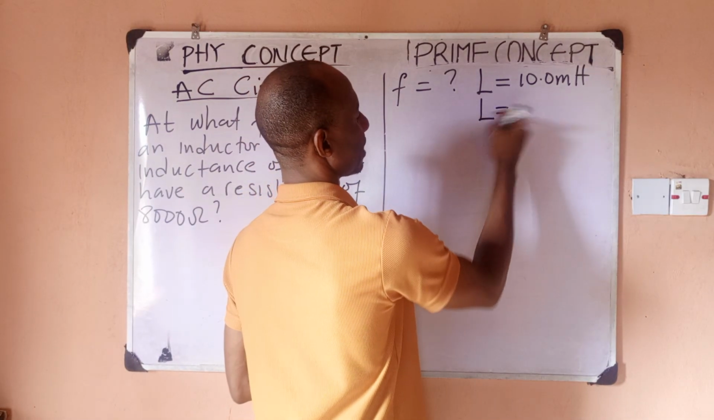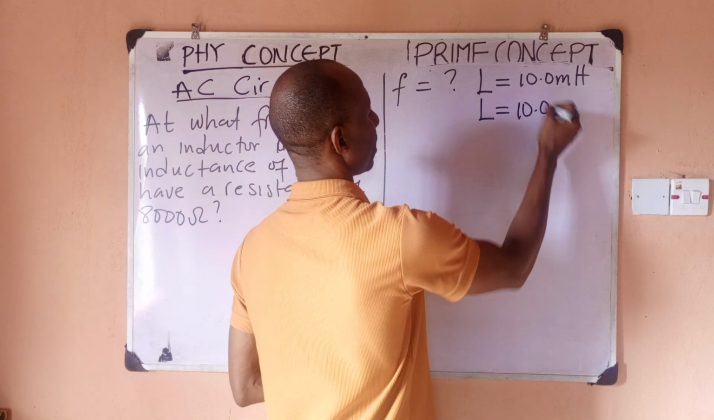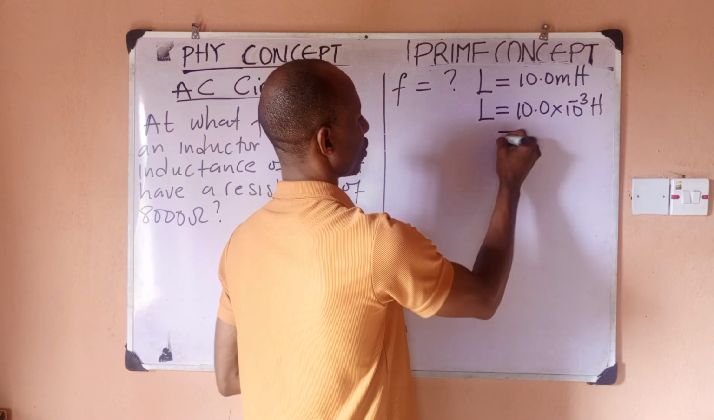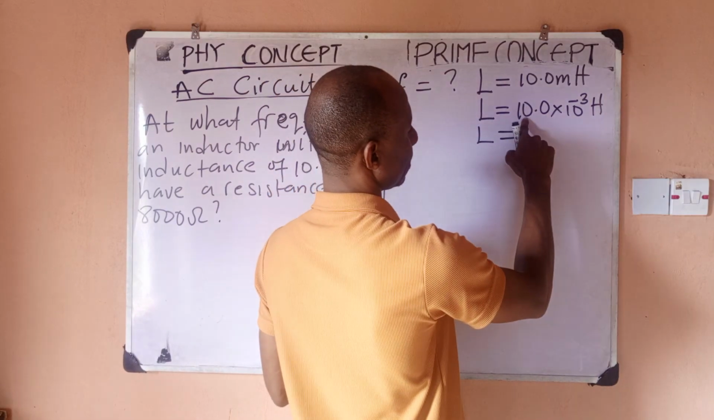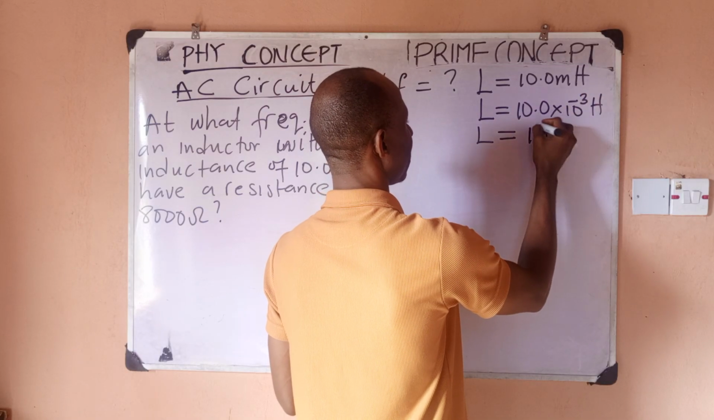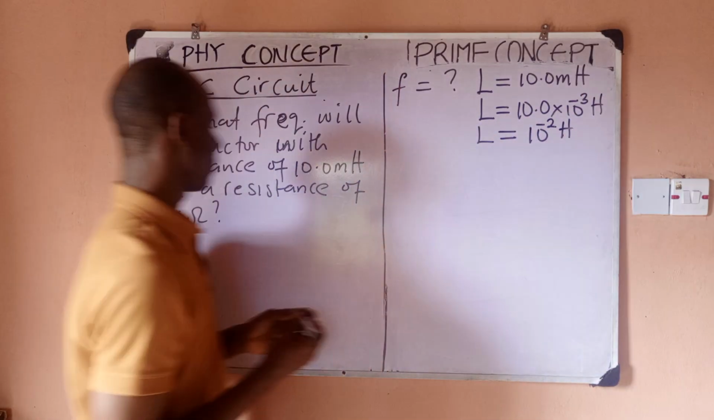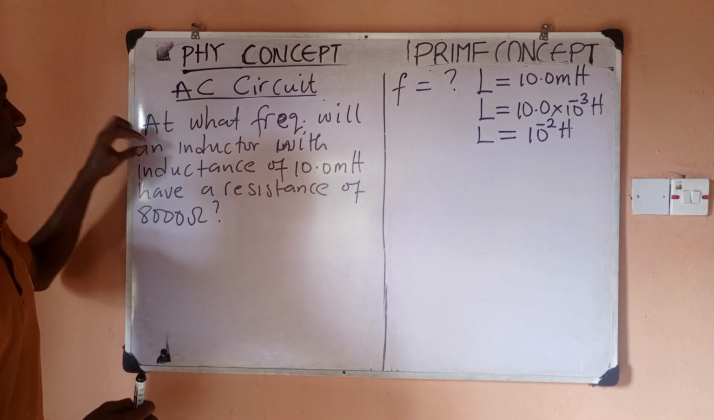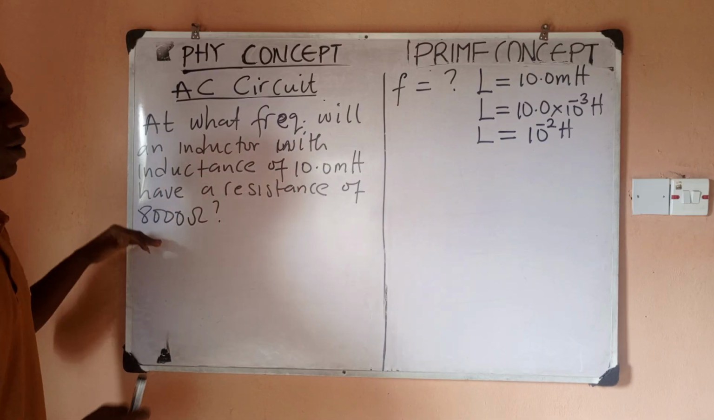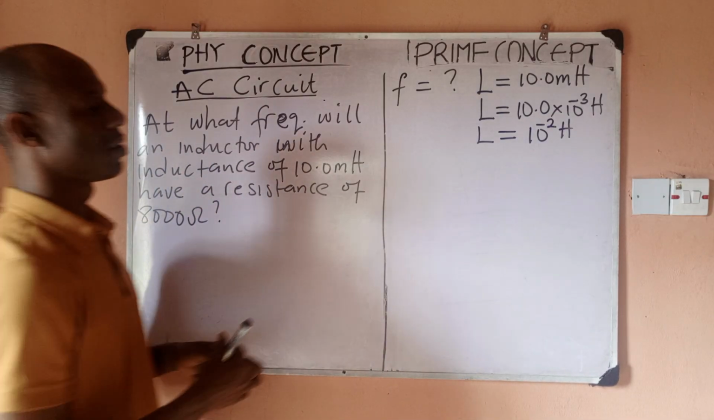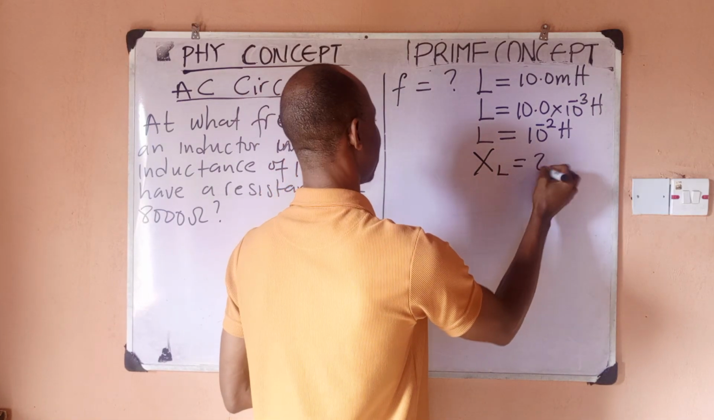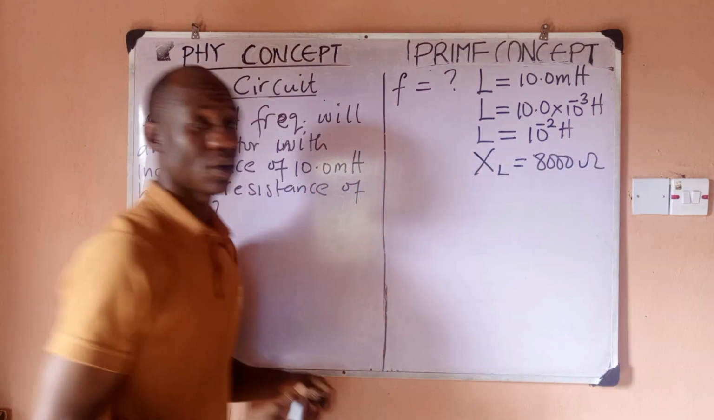So it means I can say that L is 10.0 times 10 to power minus 3 henry, which for short, this 10.0 is the same as 10 to power 1, so 1 minus 3 is minus 2. I can just say 10 to power minus 2 henry. Now, at what frequency will an inductor with this inductance have a resistance of this? They are telling us what frequency will give this inductor a resistance XL of 8,000 ohms. That is just what they are asking us.